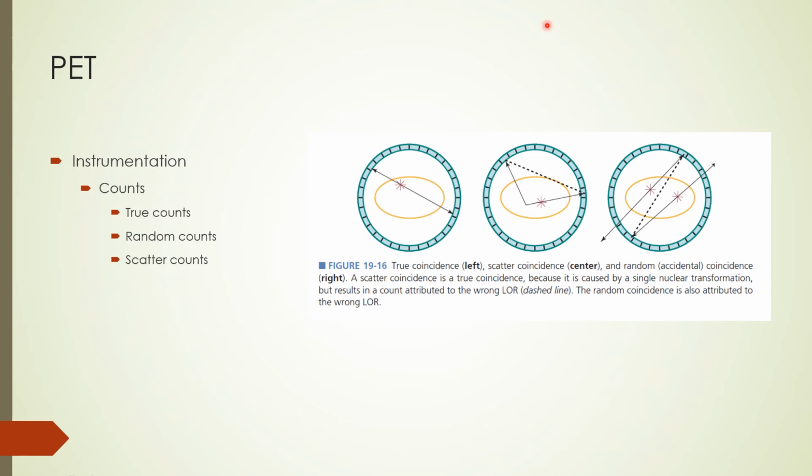In scatter coincidence, counts arrive at two detectors 180 degrees apart but are on a line of response that is incorrect due to multiple scatter events. In random coincidence detection, counts arrive in coincidence at two detectors 180 degrees apart but are due to two separate and random events, as the line of response shows.